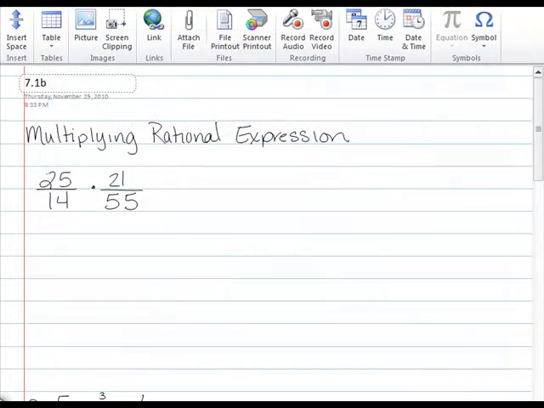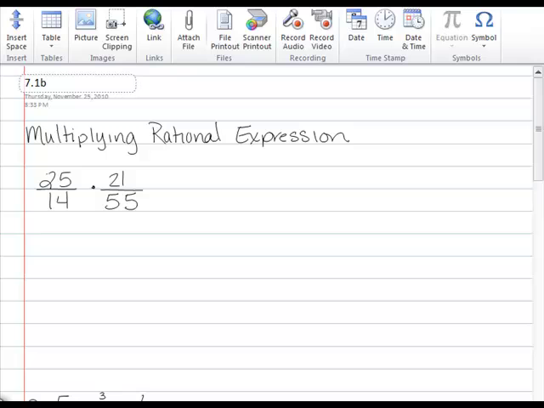In section 7.1b, we're going to talk about multiplying and dividing rational expressions. We're going to split it up into multiplication and division, but we're also going to split it into types. Before we start that, though, I want to just talk about how we multiply fractions without the added difficulty of the variables to it.